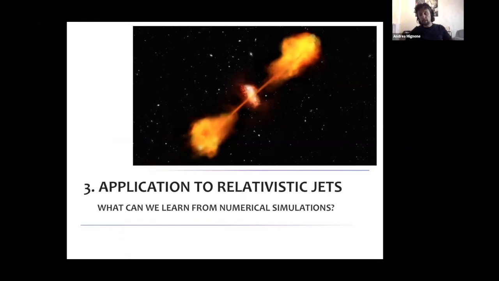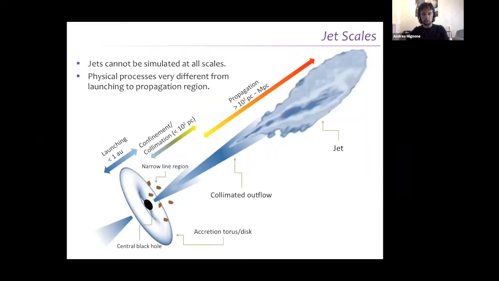Okay, let me now move to the application to relativistic jets. So what can we learn from numerical simulations? What have we learned, what are we learning, and what will we learn? So first of all, let me remind you that AGN extend over a humongous spatial range, okay? Because the inner regions are less than 100 parsec. But then they are very much collimated, and they will extend and propagate up to the megaparsec scale.